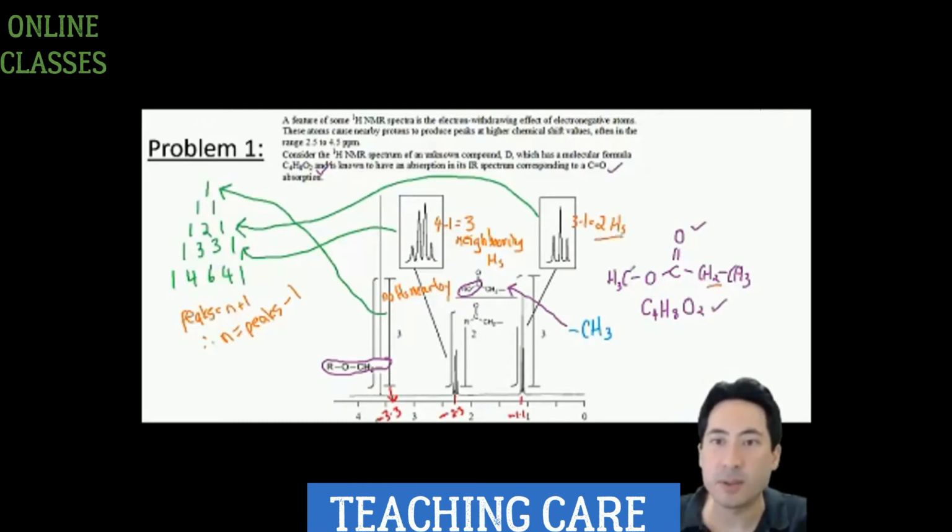We can then do a double check. Yes, it does have a C double bond O. We can double check the number of neighboring hydrogens. That also checks out. And so all the pieces of the puzzle match, and that seems to be the only solution that we can come to.